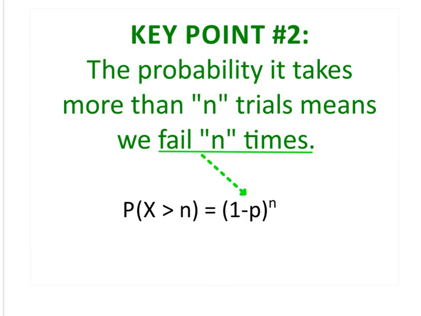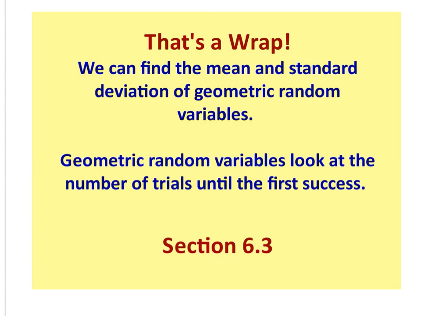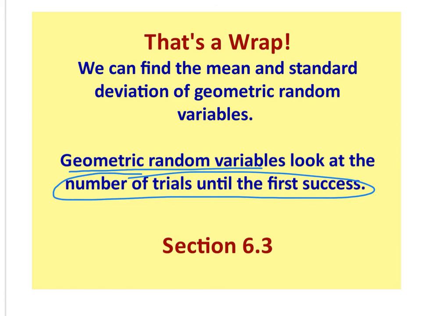So that's our second key point. The probability it takes more than n trials means we fail n times, and this is that bonus formula that we saw. So that's a wrap. We can find the mean and standard deviation of geometric random variables. Geometric random variables look at the number of trials until the first success. That's the big difference from binomial.